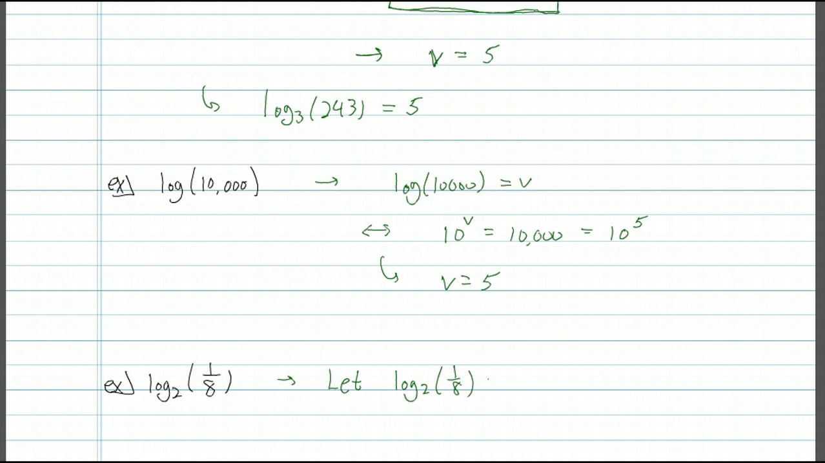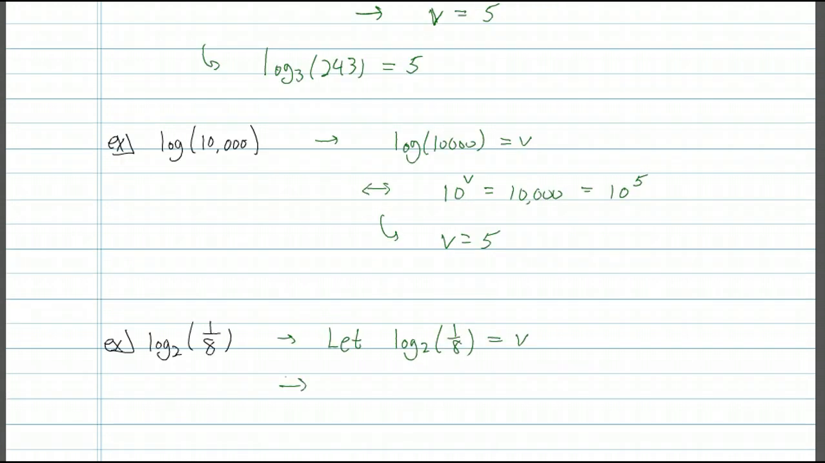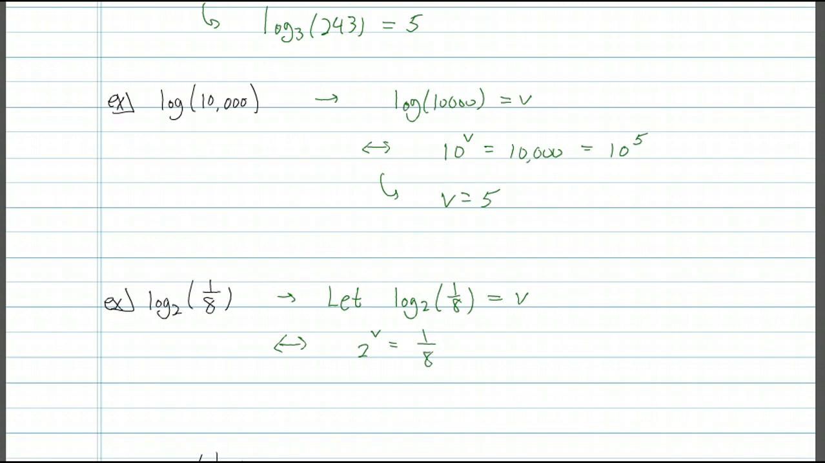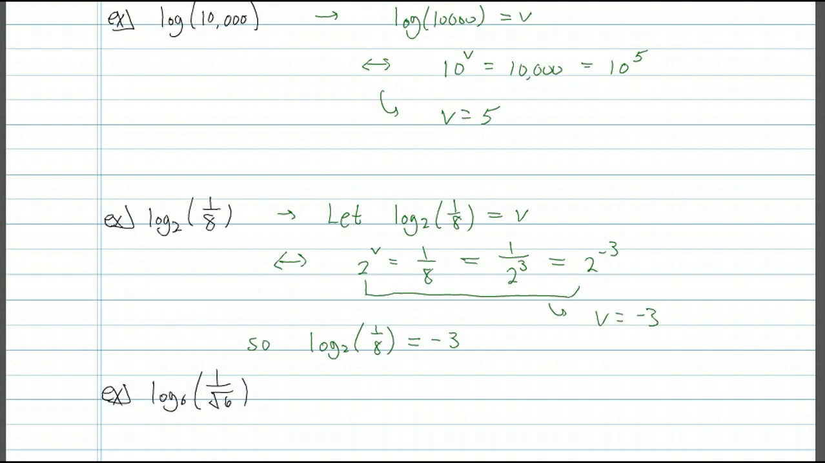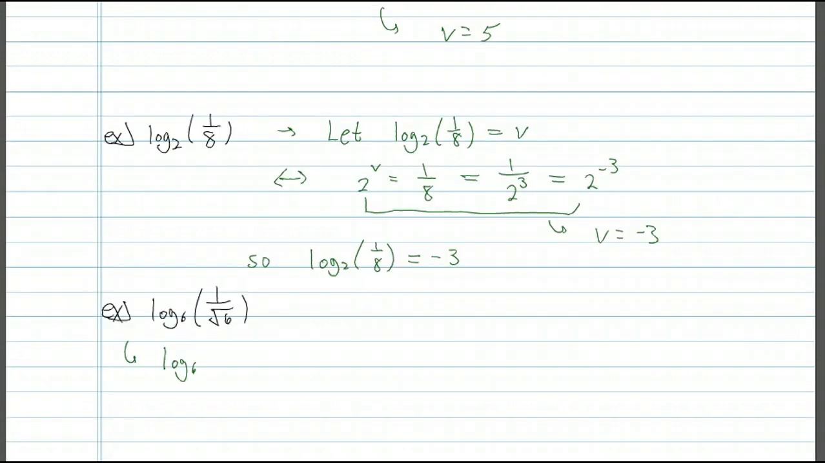Going down below to the next one, we're going to say let log base 2 of 1/8 equal v. That's equivalent to saying 2 to what power is 1/8. This one's a little trickier, but remember 8 is a power of 2. It's 2 to the 3rd power. And then remember your definition for negative exponent. You can bring something from the bottom to the top if you keep the base and make the exponent negative. So our conclusion is that v must be negative 3. So what does that mean? Log base 2 of 1/8 is negative 3. You can check that with your calculator. Take 2, raise it to the negative 3rd power, and you're going to get 1/8.